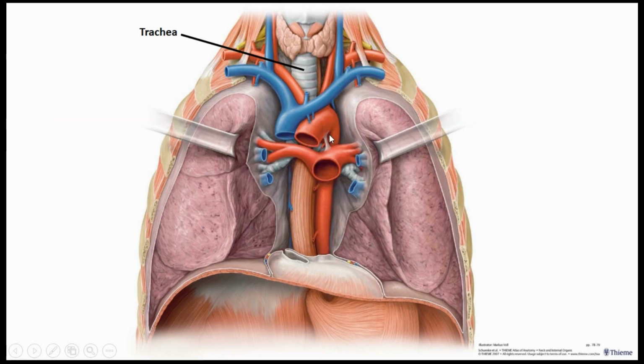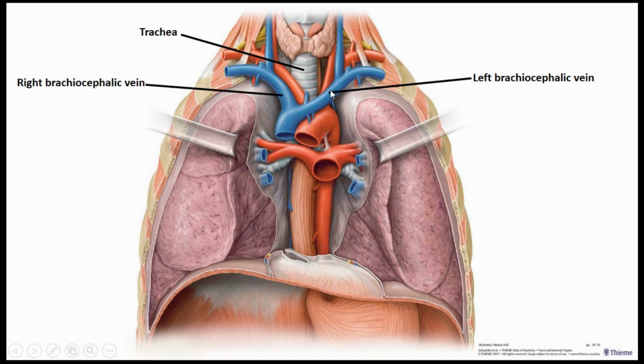So let's go a little further. We've taken the heart out. We'll come back to it. I'm going to spend a whole lecture on the heart. But now we can see the big vessels coming and going from the heart a little more clearly. And we've got the trachea present right here, and it's splitting to give off the right and left primary bronchi to the lungs. Now, left brachiocephalic vein, right brachiocephalic vein, still there. Superior vena cava is still there, even though we don't see it going into the heart anymore.